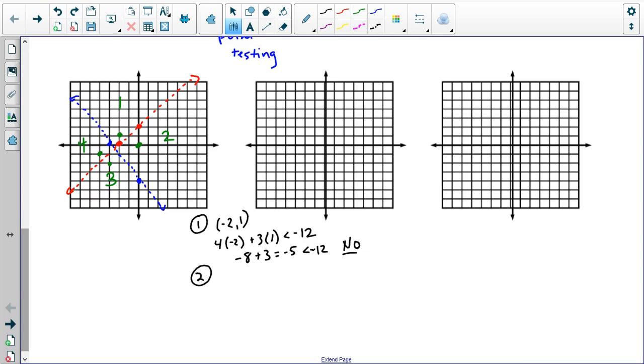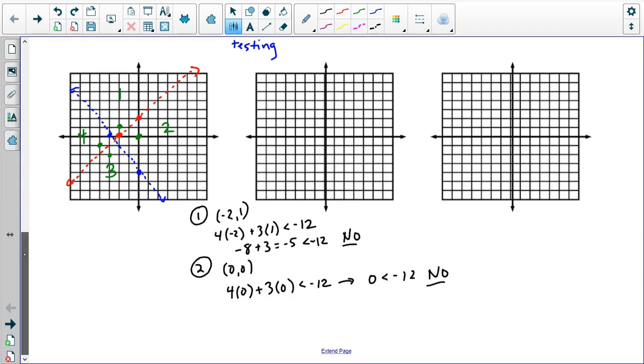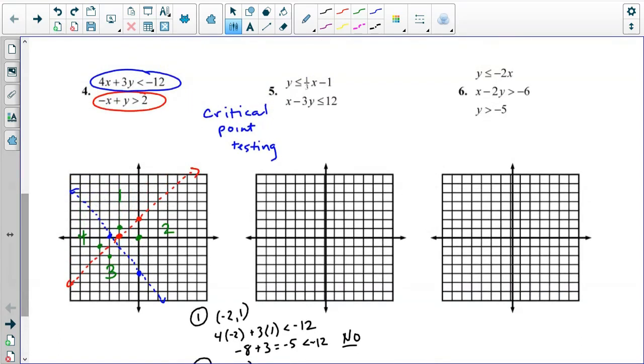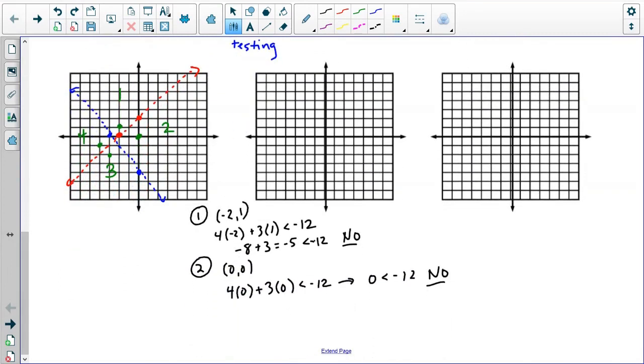Region 2, it looks like we're using the point 0, 0. So if I take a look at 4x plus 3y, we have to decide if that is less than negative 12. Once again, 0 is less than negative 12. That is not the case. That's a no. So that means region 2 is not my winner. I could check the second inequality, but since the first inequality gave me a no in both cases, I don't need to check it.